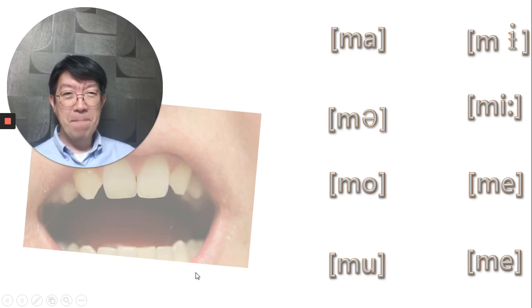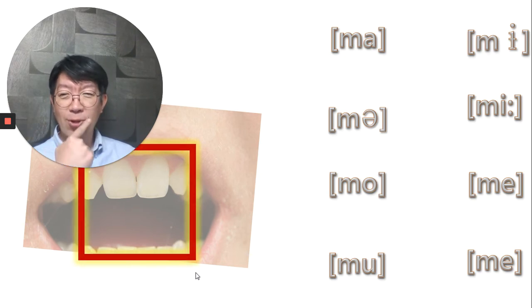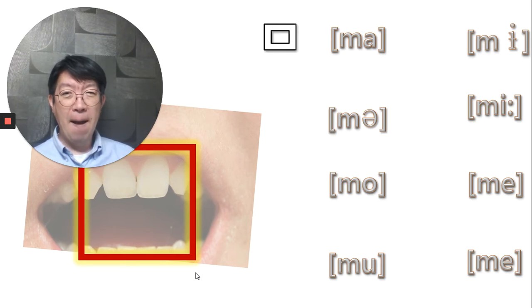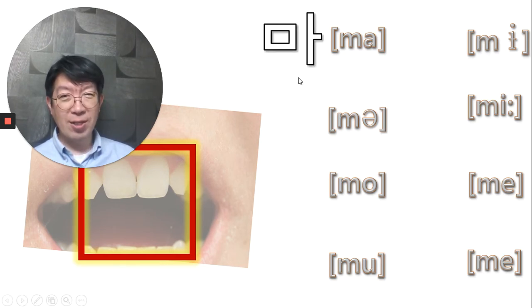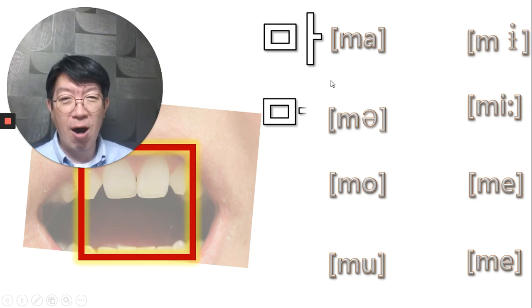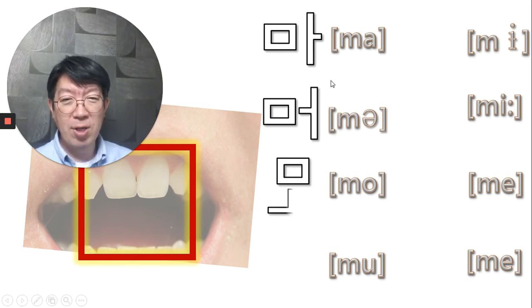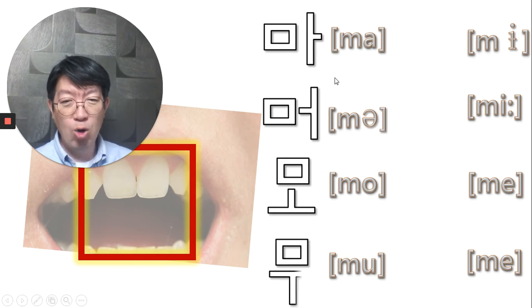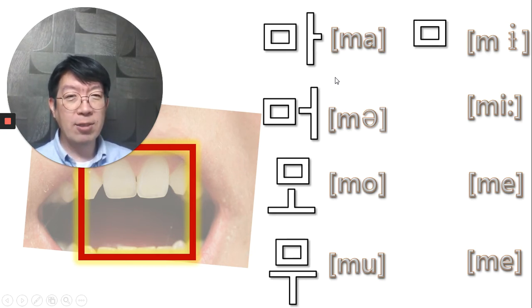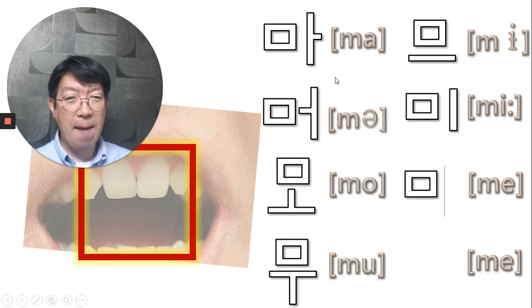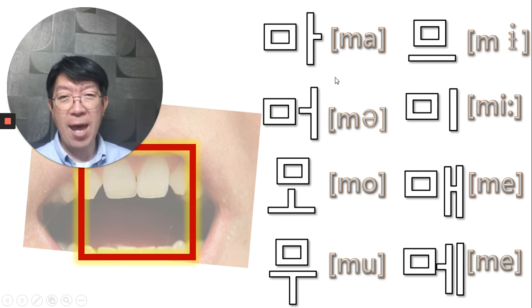And this is ma. Like this, our mouth looks square, right? Square. So ma, a, ma. Whenever you see the square, you remember the ma sound because it looks like our mouth. Ma, a, ma. M, o, mo. M, u, mu. M, i, mi. M, e, me.